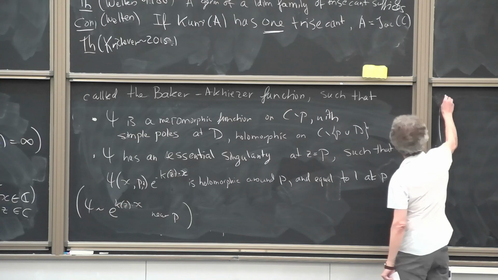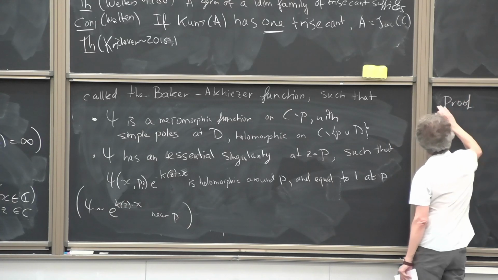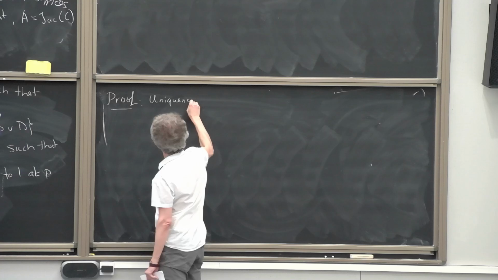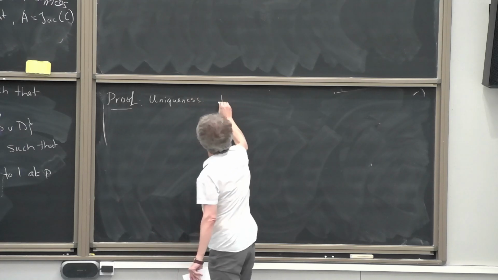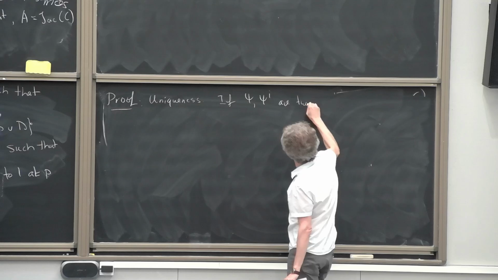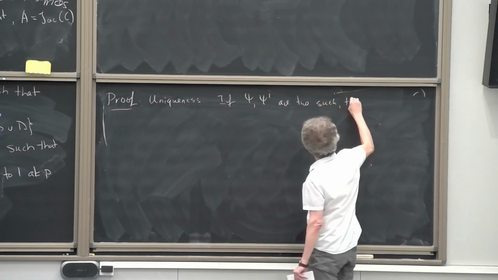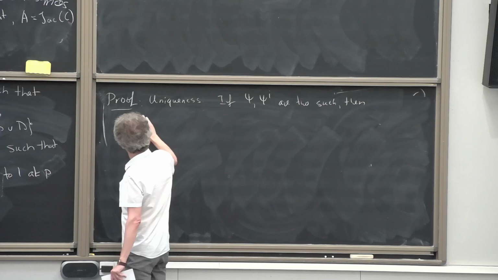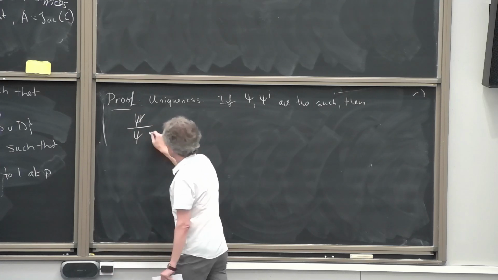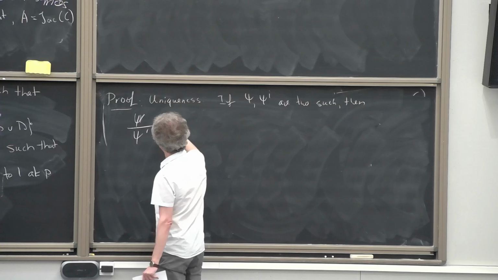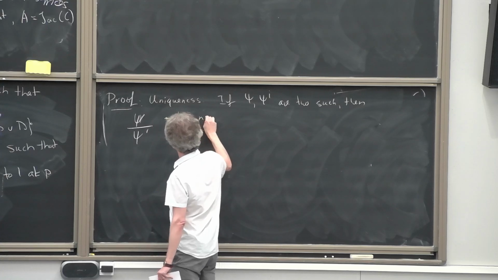Proof. The easy part is uniqueness. If psi and psi prime are two such functions, then of course if I take psi and divide it by psi prime, then this has no essential singularity.